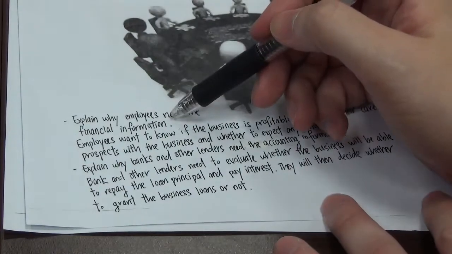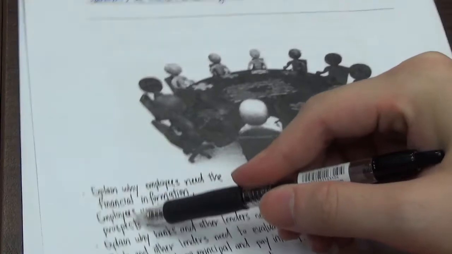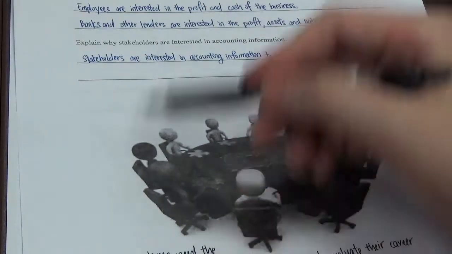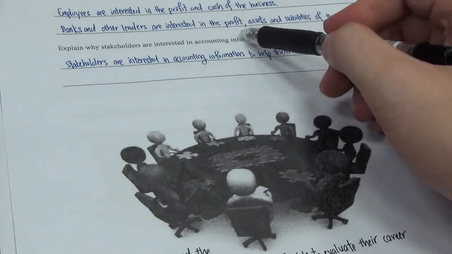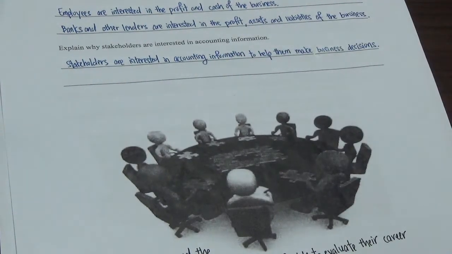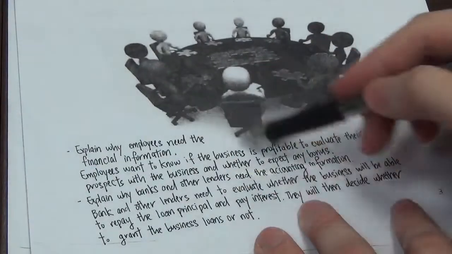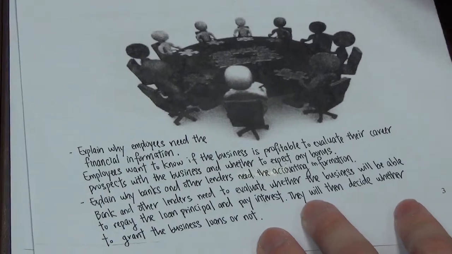Basically, it's about explaining individually why, say, employees need to know the profit and cash of the business, and why banks and other lenders need the profit, assets and liabilities of the business. Same, this is taken from the textbook. We'll copy this in the next lesson. All right, so that's all for page 3.